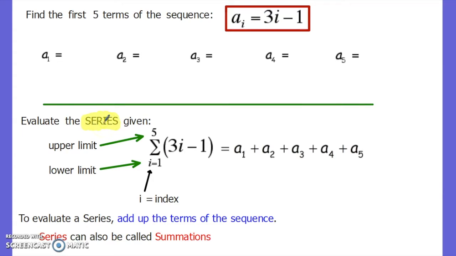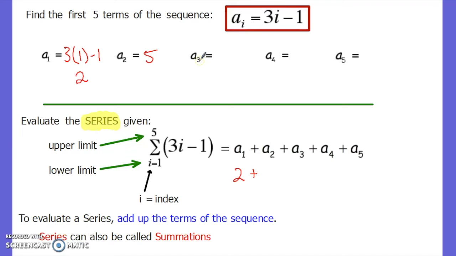So let's find all the terms of the sequence. If i were 1, a sub i here, we would plug 1 in. So we're going to say 3 times 1 minus 1, which is 3 minus 1, is 2. And so a sub 1 would have been equal to 2. A sub 2, again, we're going to take that 2 and plug it in. So 3 times 2 is 6, minus 1 would be 5.